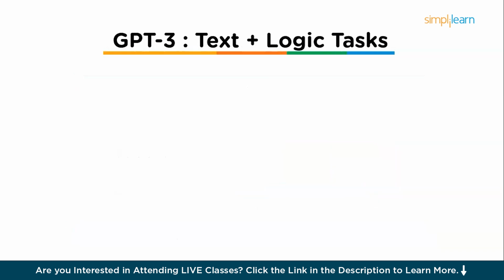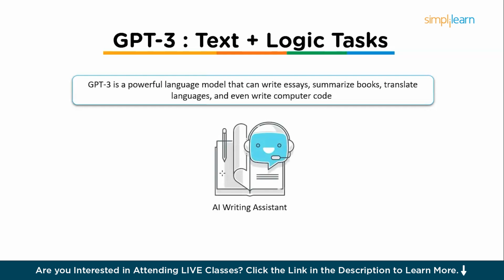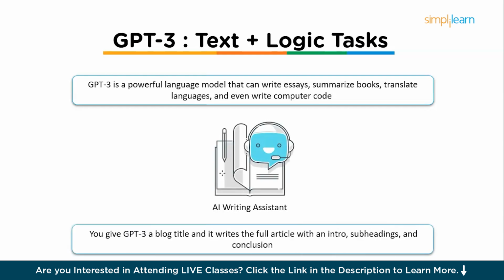Now moving on to GPT-3, that is text plus logic tasks. GPT-3 is a powerful language model that can create and write essays, summarize books, translate languages, and even write computer code. Developers use it in apps to create smart features like an AI writing assistant. You give GPT-3 a blog title and it writes the full article with an intro, subheadings, and conclusion.